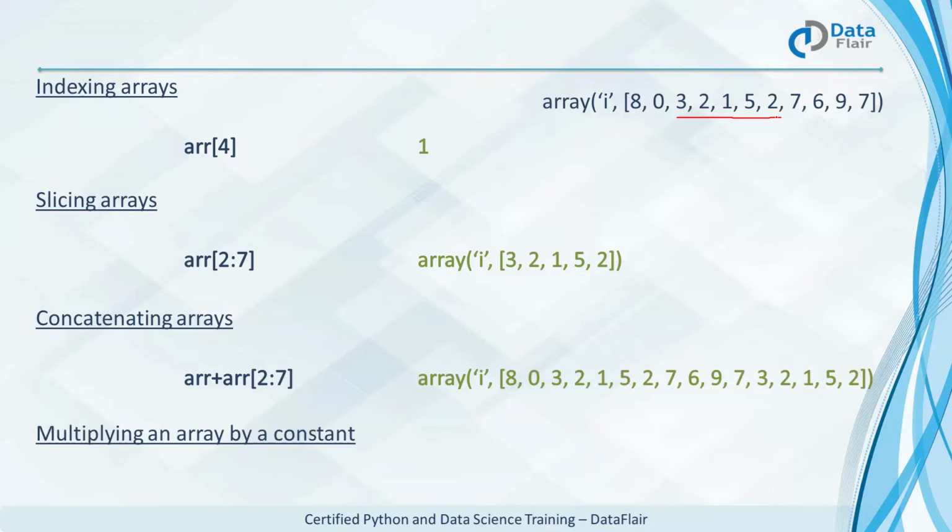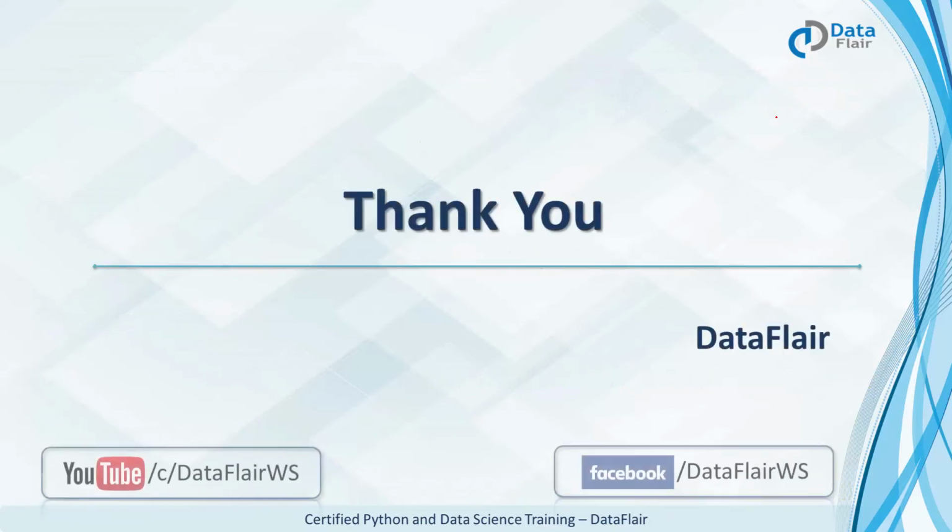Like a string, we can also multiply an array with a constant. Multiplying this array by 2 gives us the array concatenated with itself. This is the array module in Python.